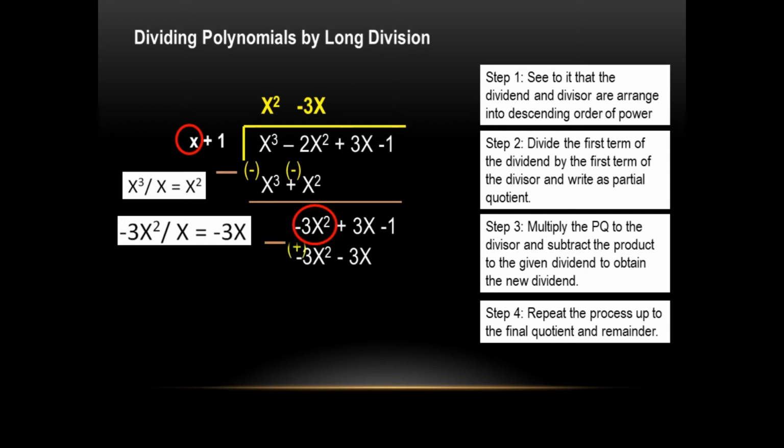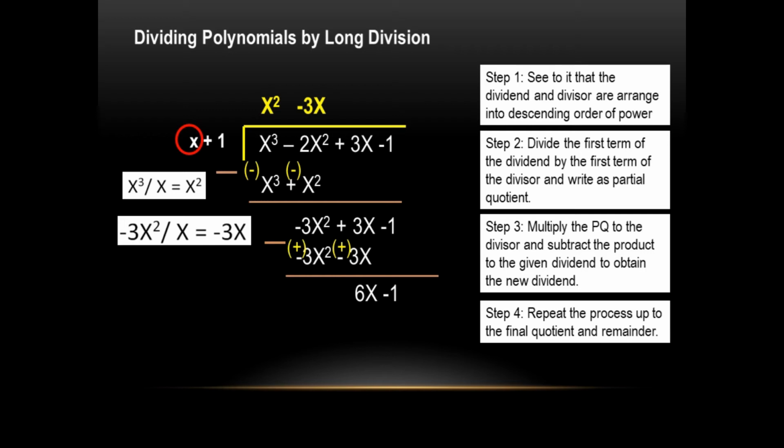Okay. Then after that, you subtract. Change the sign, so negative 3x squared becomes positive now, and negative 3x becomes positive 3x. And proceed to addition. So negative 3x squared plus positive 3x squared, unlike signs subtract, so it is equal to 0. And positive 3x plus positive 3x is equal to 6x, then bring down negative 1.